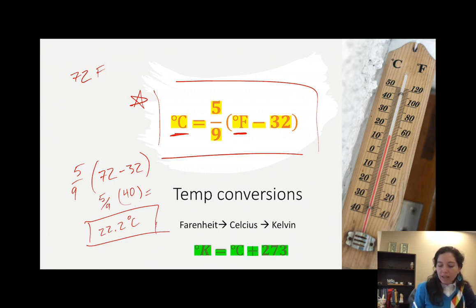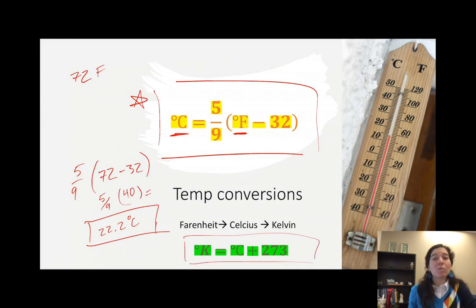Okay, let's look at Kelvin. In science, a lot of times we use Kelvin because Kelvin is like an absolute scale. So 0 on Kelvin is like absolute 0. It's the point at which molecules stop moving. So 0 Kelvin is absolute 0.